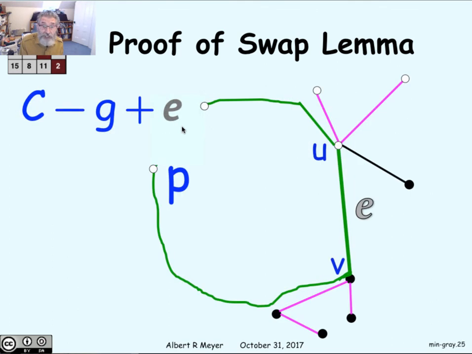But the endpoints of G are, after all, connected by a path, because I removed G but I added E. So I could take the pieces of path that included G, and there's a nice path between the endpoints U and V, the endpoints of the G that I removed. The result is I've argued that C minus G plus E is connected as claimed, and I've proved the swap lemma, and I've finished the whole story.